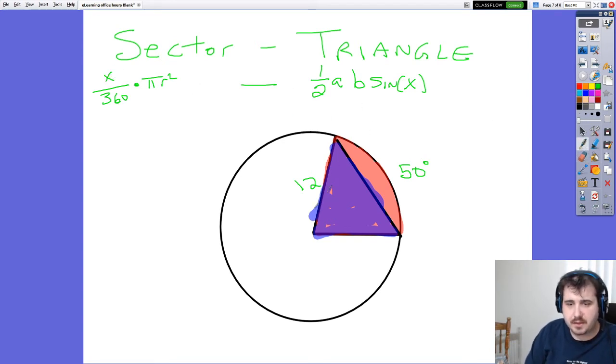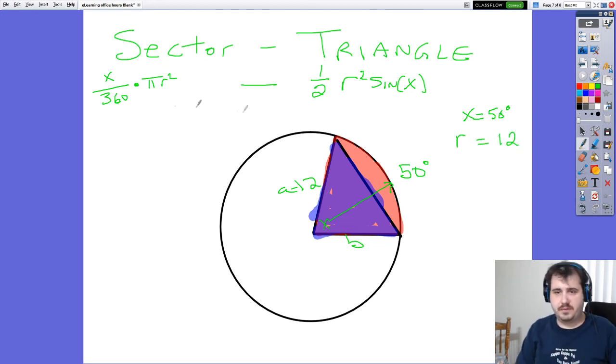And then a and b, we're talking about this, so a and b are both r. So when you do a problem like this, you can actually make this equation a lot simpler. And here all you need to know is what's x and what's r. Well, what's x? X is this angle out here, 50 degrees. And what's r? R is the radius, which is 12.